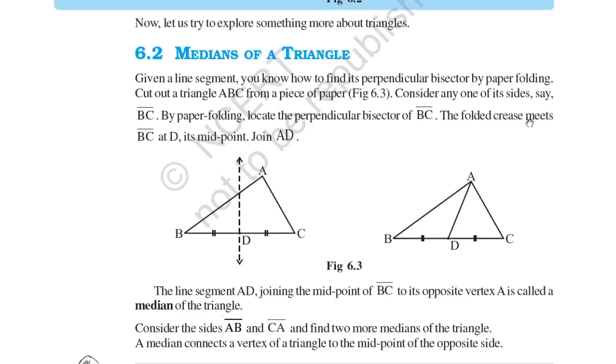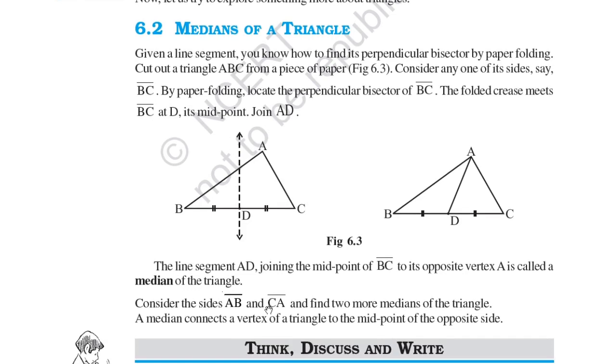The folded crease meets BC at D. So this crease, where it meets BC at D, is the midpoint. Join AD. The line segment AD joining the midpoint of BC to its opposite vertex A is called a median of the triangle.